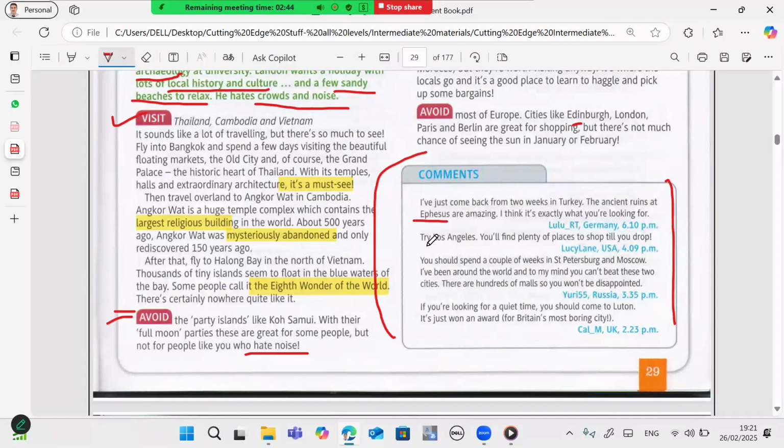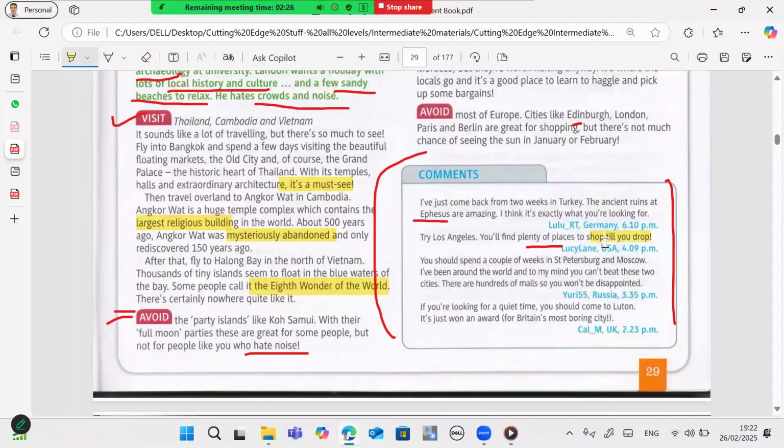واحد تاني قال له: try Los Angeles. In Los Angeles you will find plenty of places to shop till you drop. Nice. عارفين المصطلح ده؟ تسوق لين ما تطيح، يعني تزهق. Shop till you drop, يعني خلاص ما لاقي مكان تودي فيه. Okay, shop till you drop.